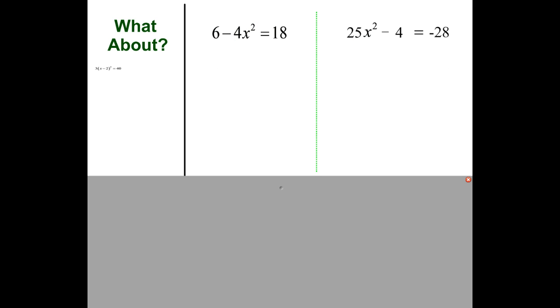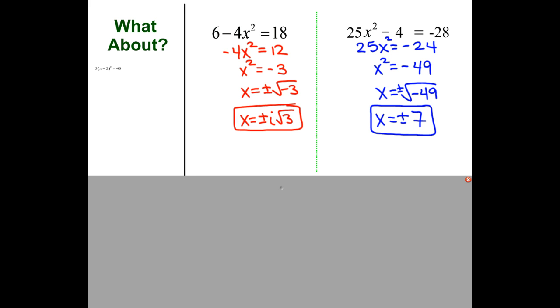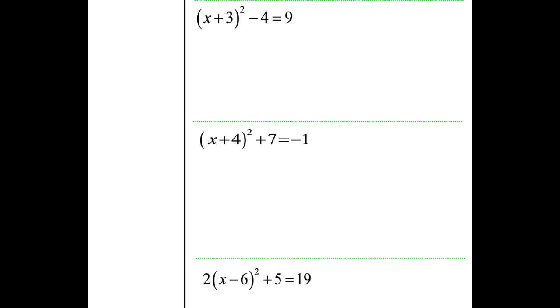All right, I have these two problems I want you guys to try on your own. I'll show you the answers in a second. All right, and here are the answers to those two problems. Now I'm going to show you two examples of a little bit more difficult ones.